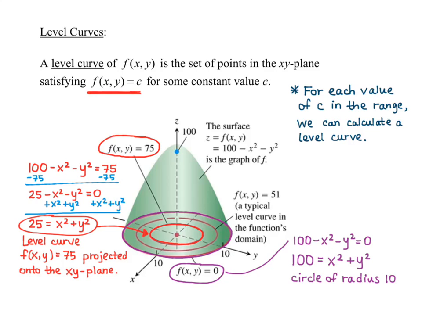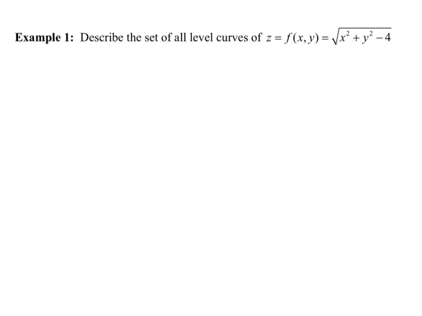Okay, let's look at a few examples that you might see in your homework, or similar to problems that you might see in your homework. Example 1 asks us to describe the set of all level curves of z equals the function square root of x squared plus y squared minus 4. So if we're trying to do a level curve, we want to let a constant, c, equal the square root of x squared plus y squared minus 4.